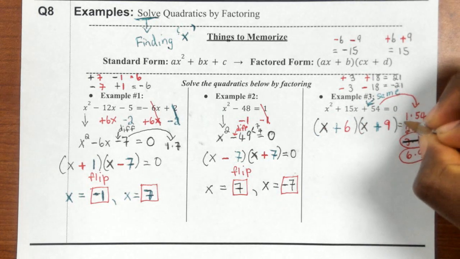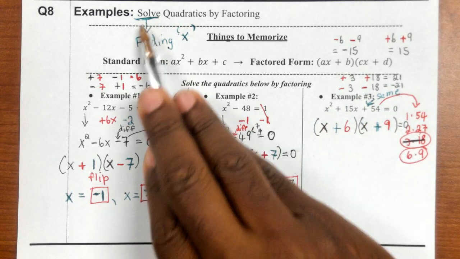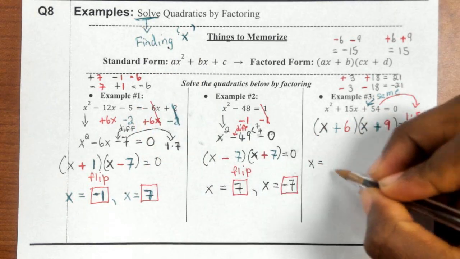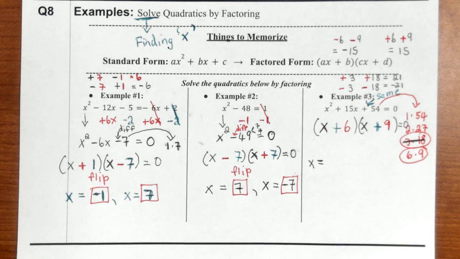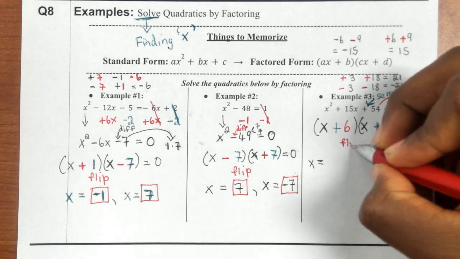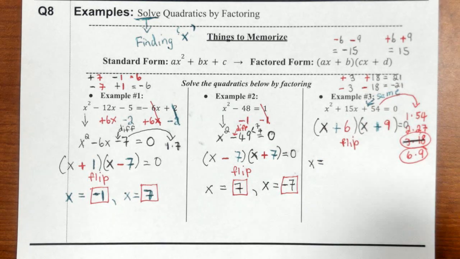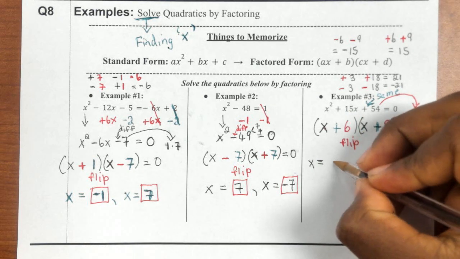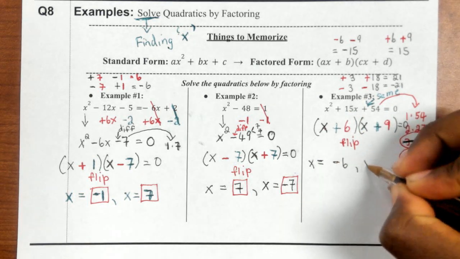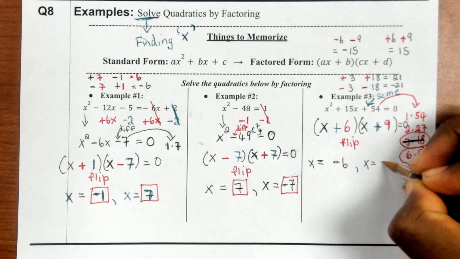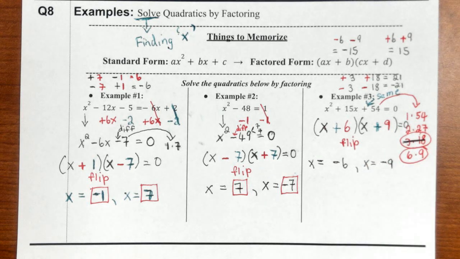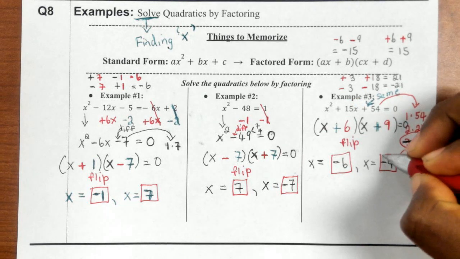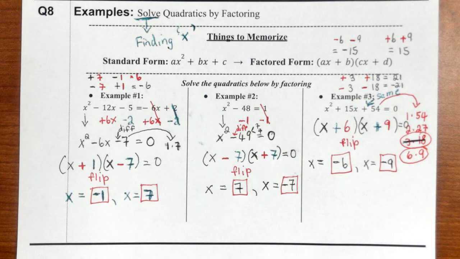However, guys, the question does tell us to solve, so that means we're finding x. So to find my x values, what am I going to do to my factored form? I'm going to flip the signs, okay? So my two answers for x are going to be when I flip a positive 6, negative 6, and when I flip a positive 9, a negative 9. So my two answers for x are negative 6 and negative 9. So again, guys, just like that.